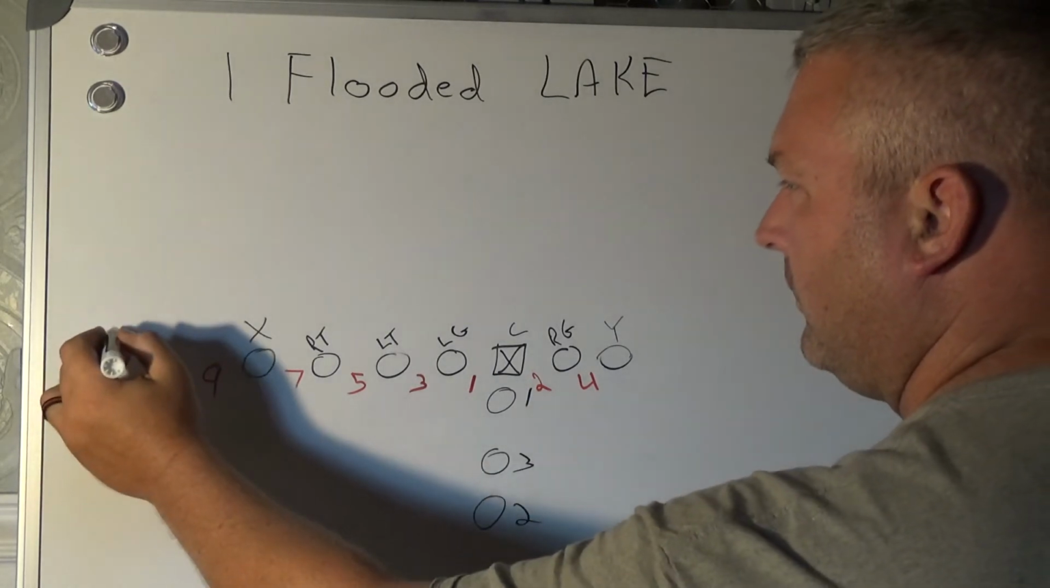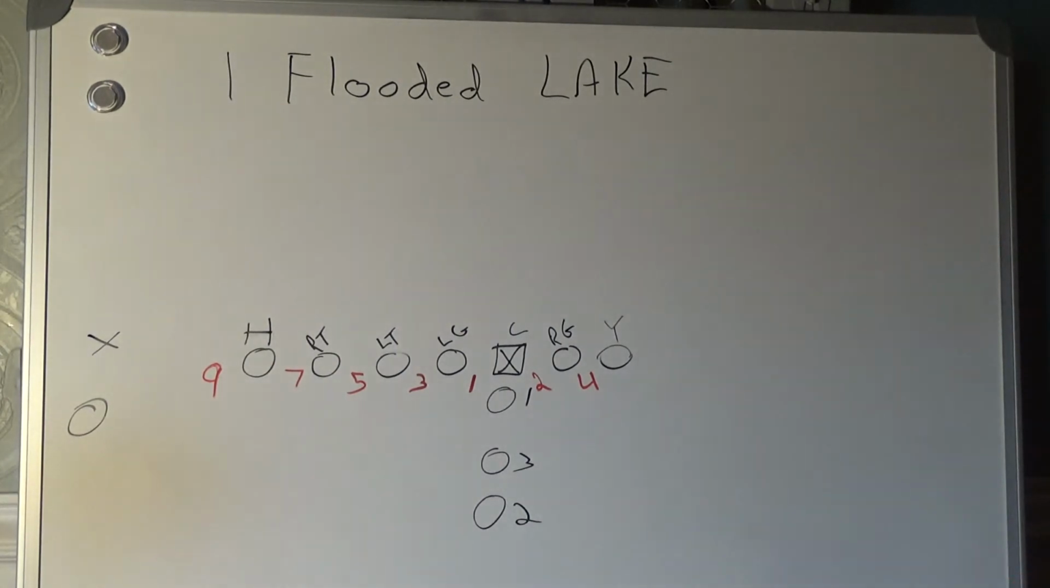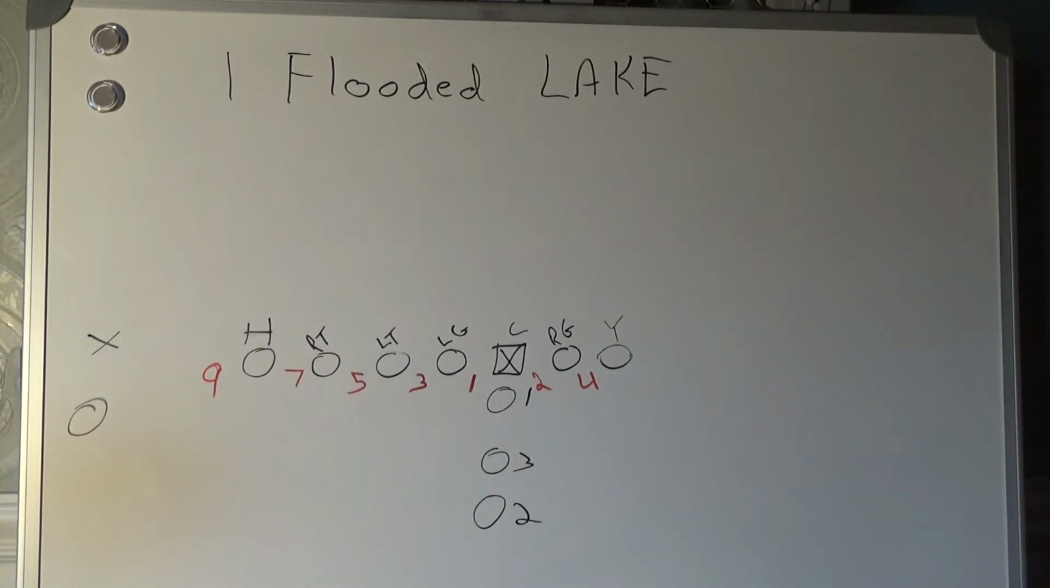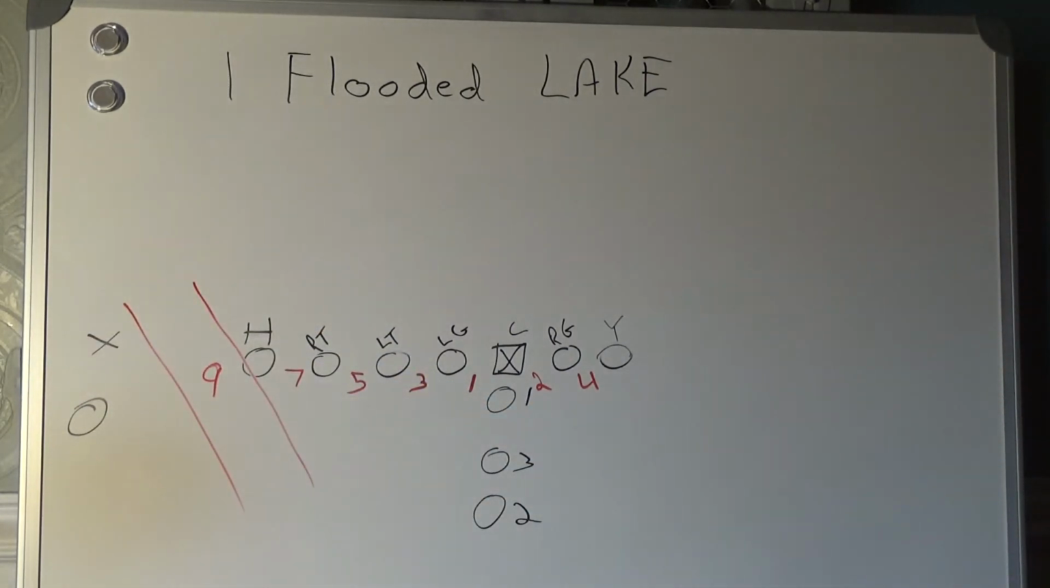Split in, we know our roles. He would become X, he would become H, because our first receiver to the left is X, second receiver is H. So if we're running a 29 toss, this is the hole we'll be attacking. So that is I flooded lake and I flooded river.